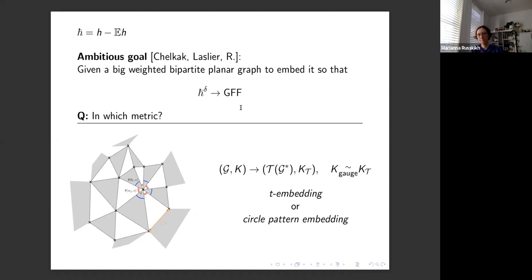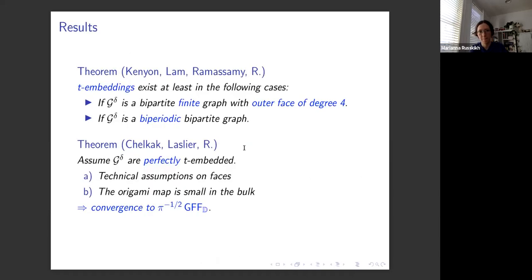So what do you mean by one embedding being better than the other? For example, in the case of biperiodic bipartite graphs, for any biperiodic bipartite graph with biperiodic weights, we can embed the dual graph as a t-embedding. And such an embedding is not unique. There is a one parameter family of such embeddings.